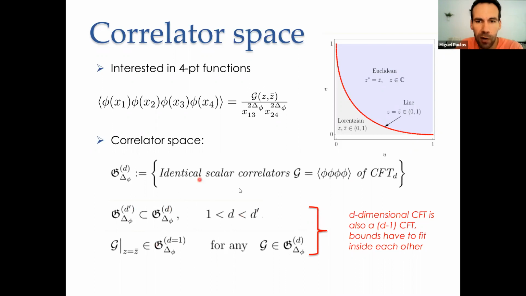In particular, the d equals 1 case is a bit special, because in d equals 1 this 4-point function only has one independent cross ratio. But if you restrict correlators in this way, then any CFT correlator is also a d equals 1 CFT. So if you have bounds in d equals 1, you have bounds in general.